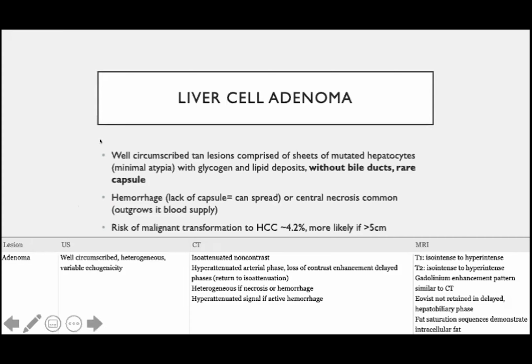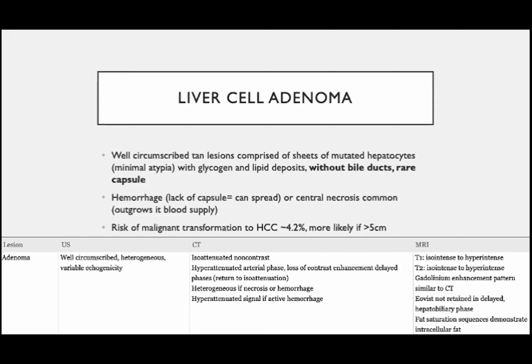So let's just look here. An adenoma on ultrasound is well circumscribed, heterogeneous, with variable echogenicity. On CT, it's hyperattenuated in the arterial phase with loss of contrast on the delayed phase. On MRI, it's isointense to hyperintense.